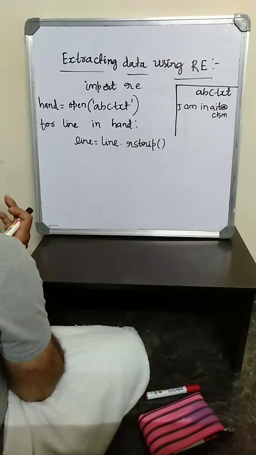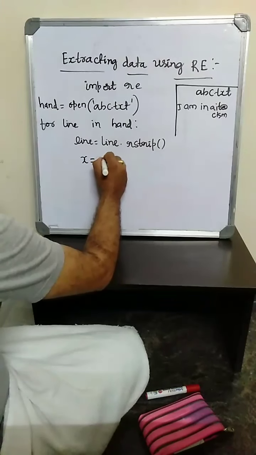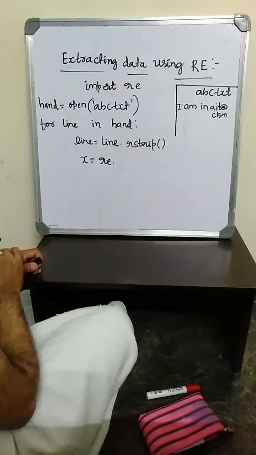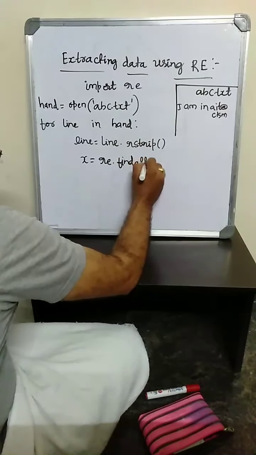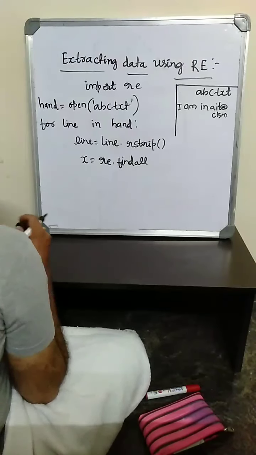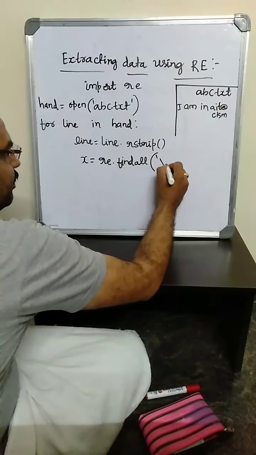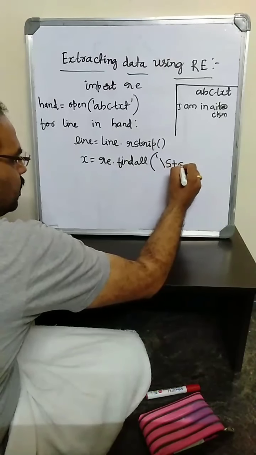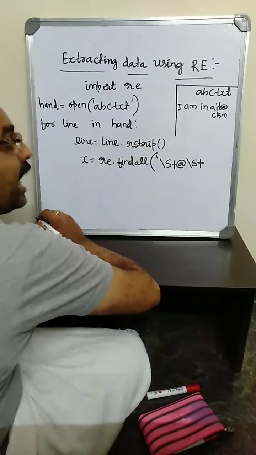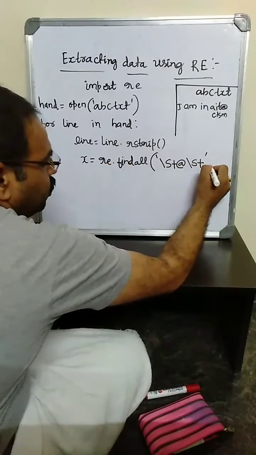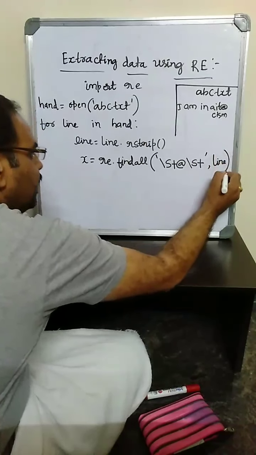So that is why you can say line is equal to line dot rstrip. And I have to take x is equal to re, the regular expression, dot findall. It is the method that searches for the particular second argument. Okay. And here, within single inverted quotes, I am writing \S plus, then @, and then again \S plus. Then I need to extract that information from line.